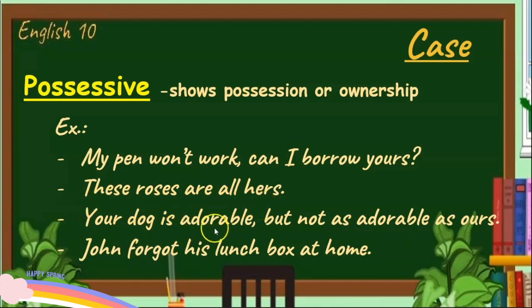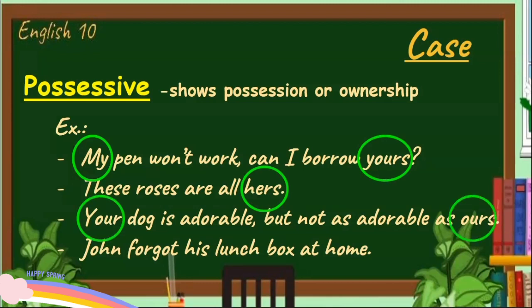Your dog is adorable, but not as adorable as ours. Okay? Last example, John forgot his lunchbox at home. So let's try to see where are the possessive pronouns. We have my pen, that is my, yours, hers, your dog, ours, and his. These are the examples of possessive pronouns.